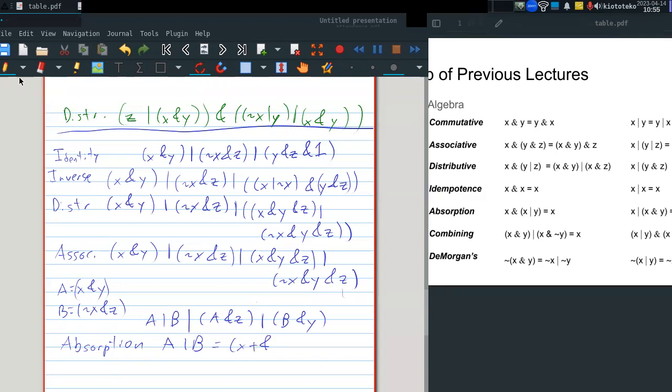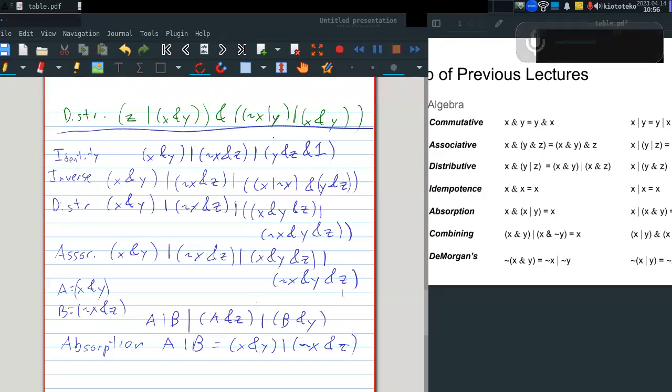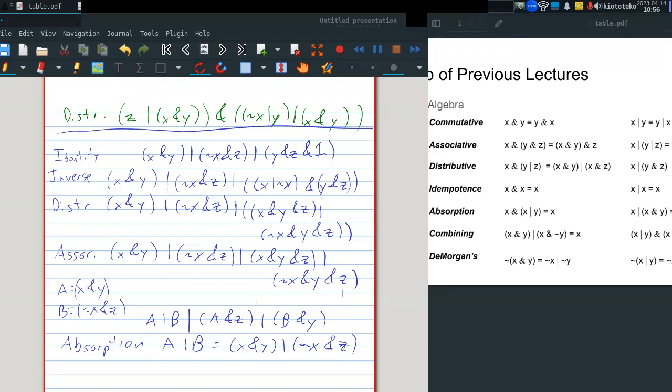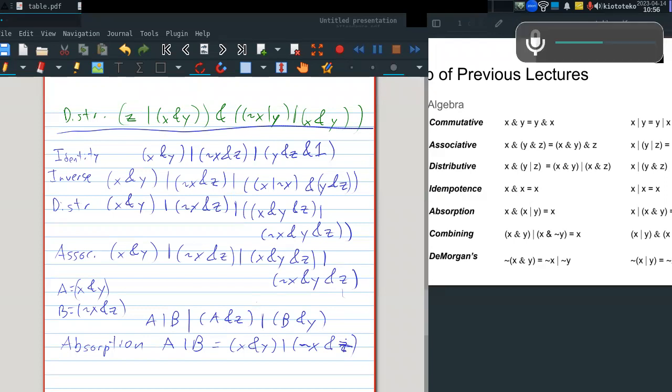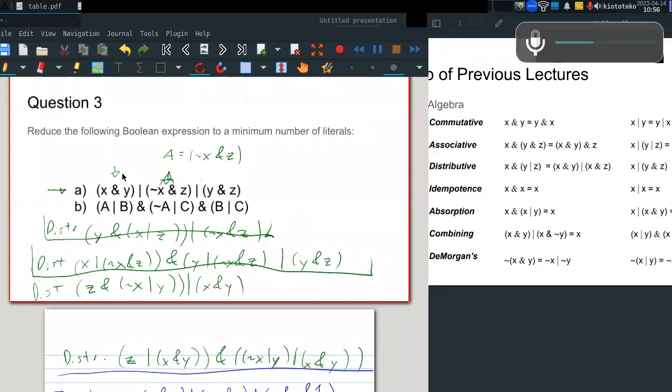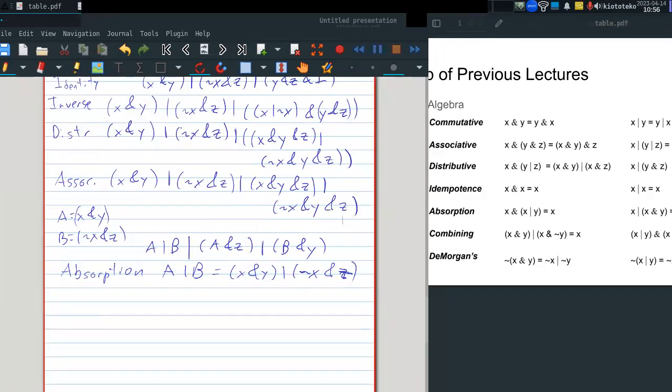X and y, or not x and z. Hang on, let me just check that it's correct. Yeah. And so yeah, I guess you didn't reduce it in number of literals, but you did reduce it in number of operators, no? So this is the solution.